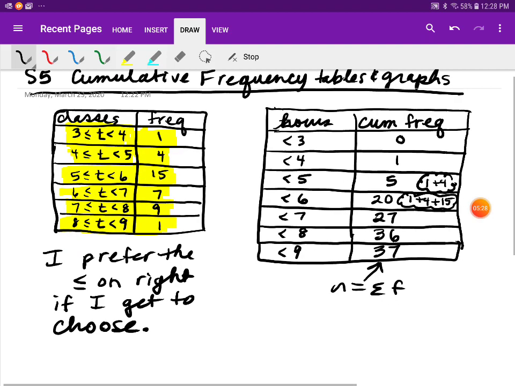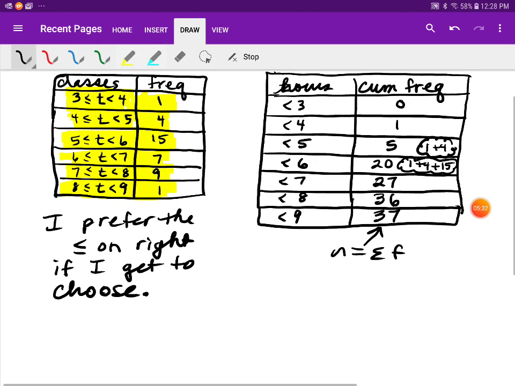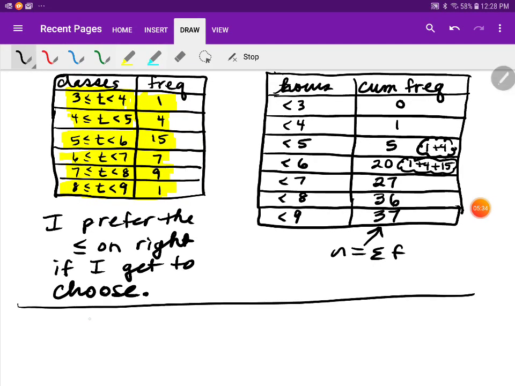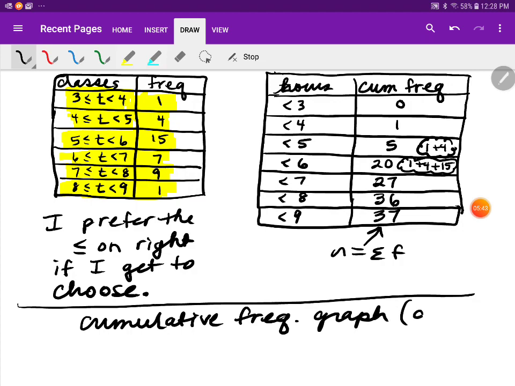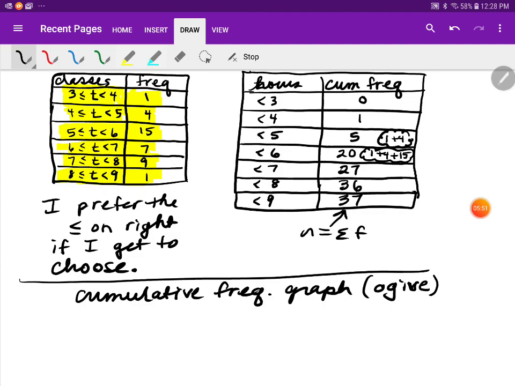Okay, but then if we graph it, it's called a cumulative frequency graph. So let's write that down. We're going to draw a cumulative frequency graph. That has a special name. It's called an ogive. An ogive. Okay, so let's see. I kind of need to see that at the same time.